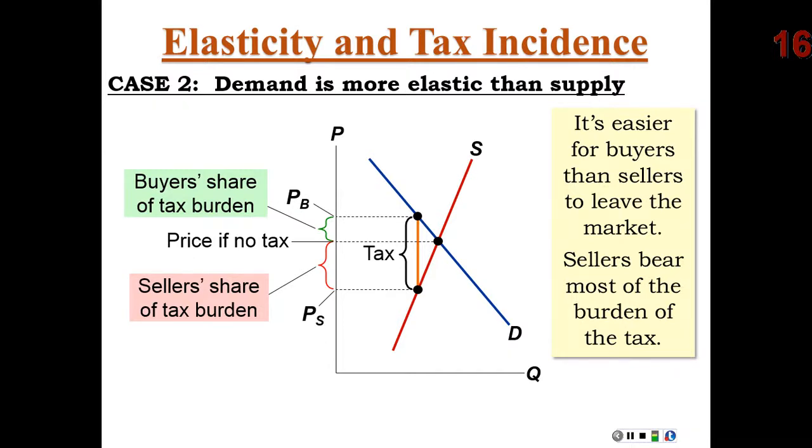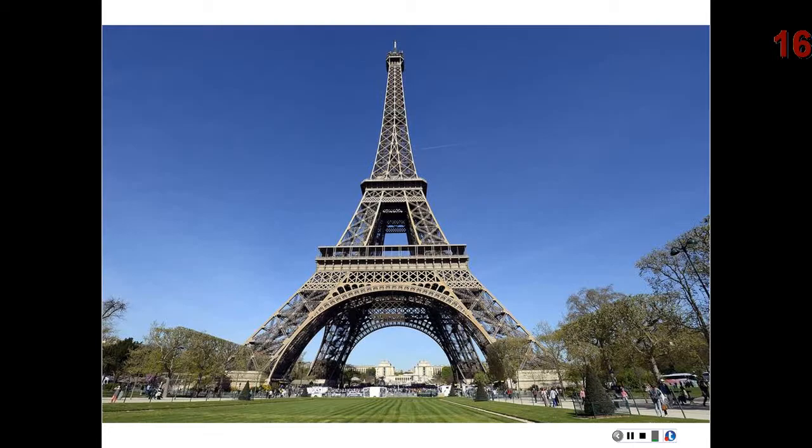And again, the side of the market that's more elastic can more easily leave the market and therefore will pay a smaller burden of the tax, whereas the side of the market, supply or demand, that's more inelastic, that side of the market is going to be stuck paying most of the tax because by definition they can't leave the market.